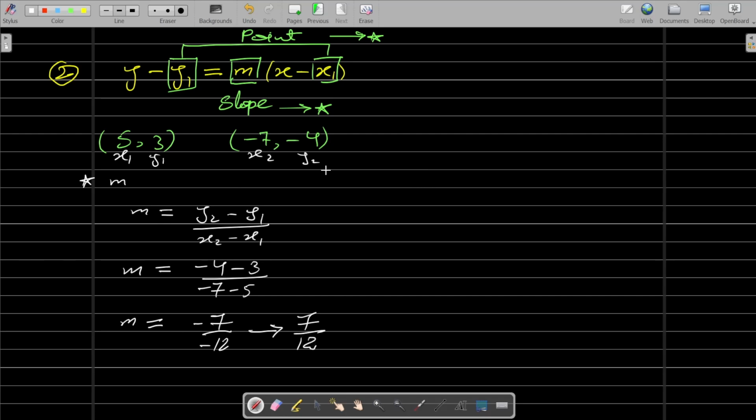So as soon as I have my value of m, now you can choose any one of these points, just to make things simple. I'm using this point 5 comma 3. So I'll consider my x1 comma y1 as 5 comma 3, and finally now all you have to do is just directly apply the concept of this approach, which is y minus y1 is equal to m times x minus x1. y will be copied the way it is. The value of y1 is 3 is equal to the value of m is 7 over 12.